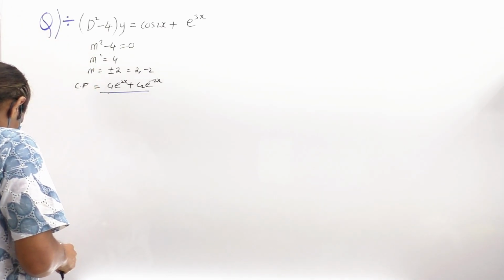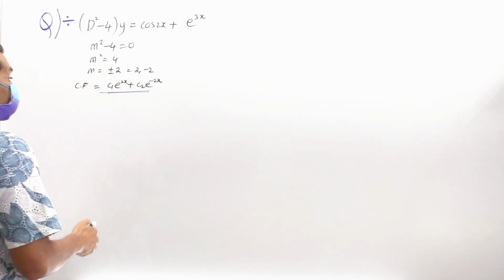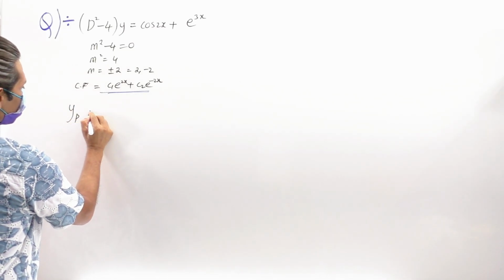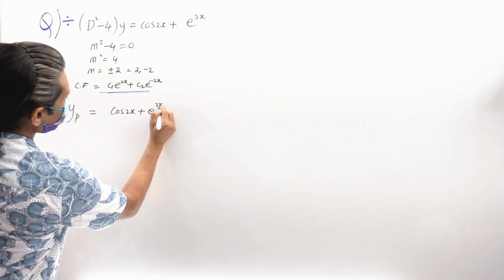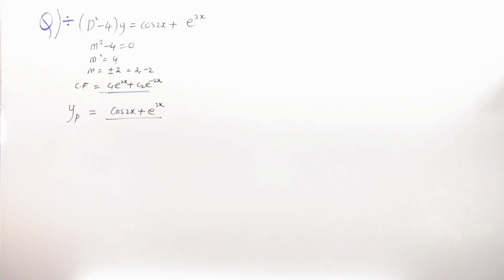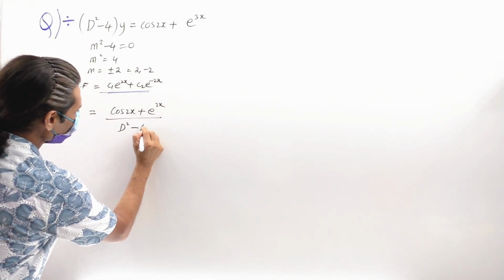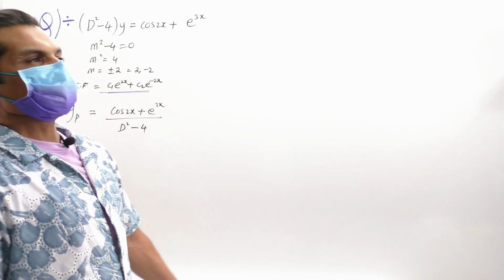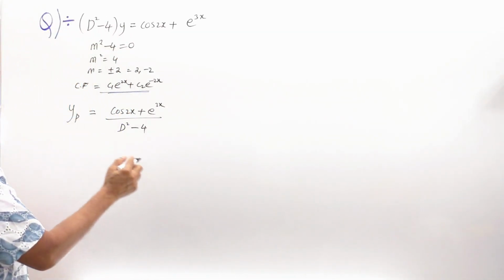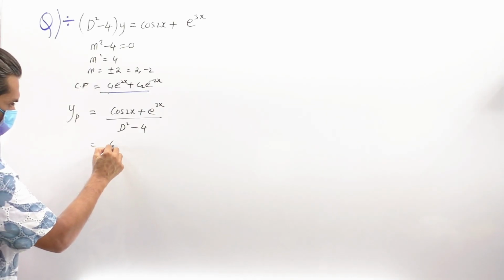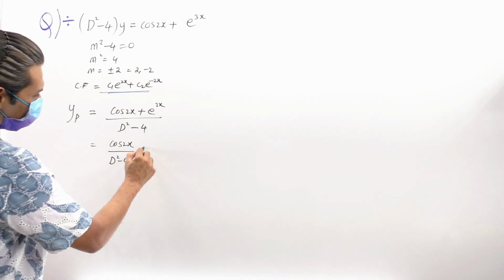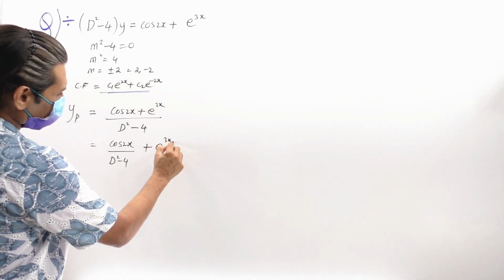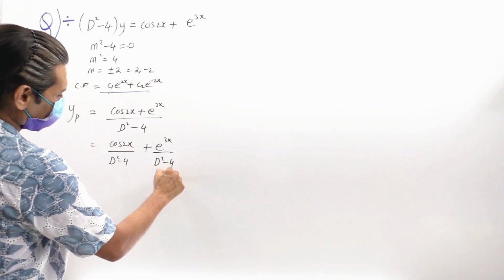Right. Now, let's aim at finding the particular integral. So we have yp is equal to cos 2x plus e raised to 3x whole divided by d square minus 4. And again I repeat, if the numerator is plus or minus, always separate it, as each will have its own different particular integral type. So cos 2x divided by d square minus 4 plus e raised to 3x divided by d square minus 4.